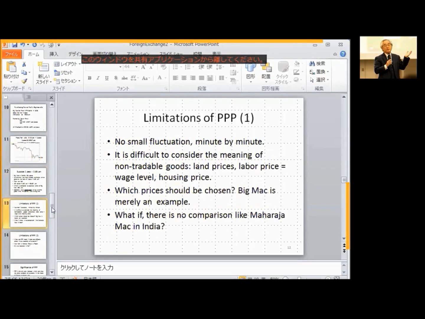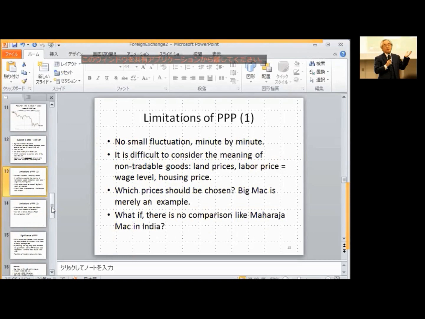So as you have already checked in the PowerPoint, in the PDF material, there are many limitations of PPP. The first limitation is there's no small fluctuation. In the actual foreign exchange market, you see a lot of fluctuations, minute by minute changes of the foreign exchange rate. But in the PPP, you cannot see that change minute by minute, okay?